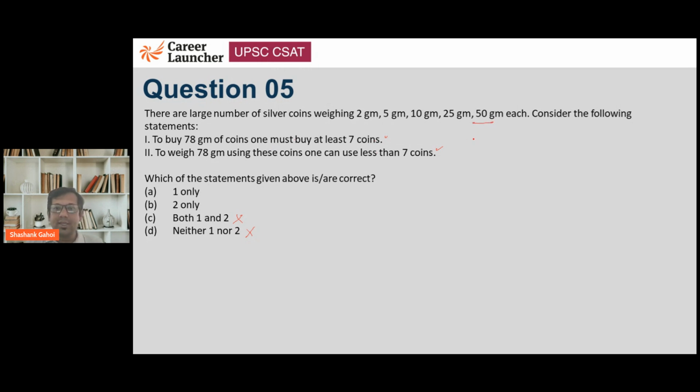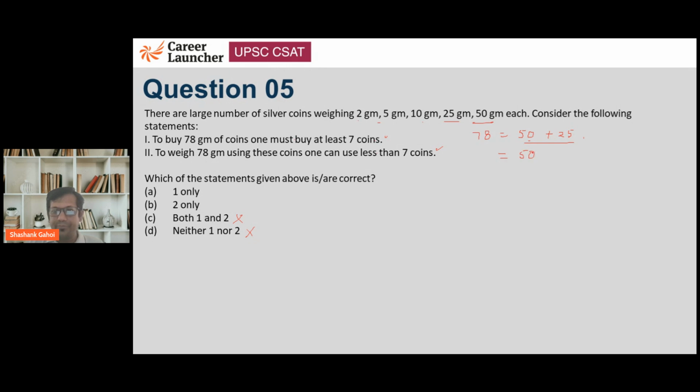So if I am saying that I want to minimize the number of coins to make 78, what I'm going to start with is 50. Then I'm going to go with 25. So I got 2 coins till 75. Now I need 3. Can I get 3? No, 3 is not even a possibility. So basically, this arrangement that we were trying to make is not going to work out.